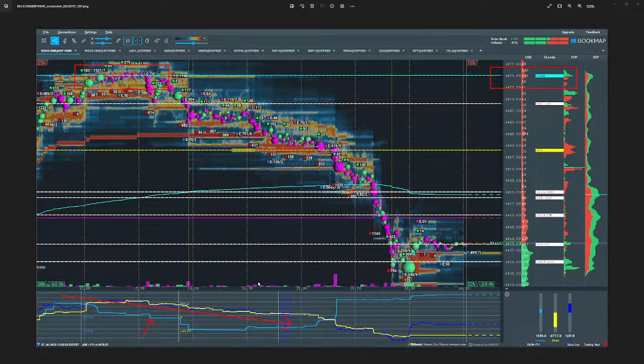And as price rolls over, cumulative volume delta, shown by the dark blue line there, starts to move lower. And you can see all the pink volume dots. Those are buy minus sell, aggressive sellers coming in.